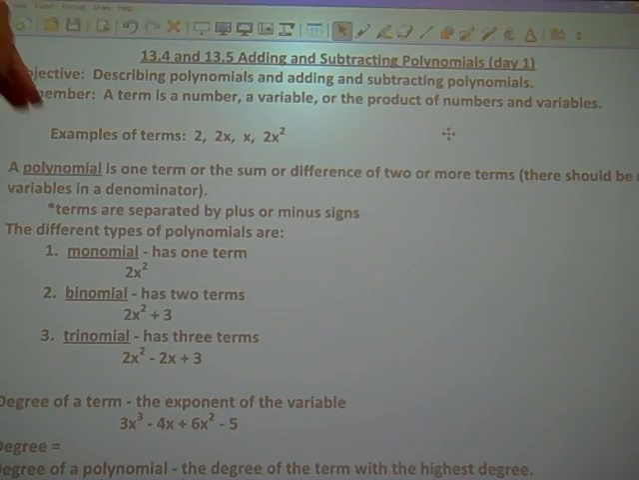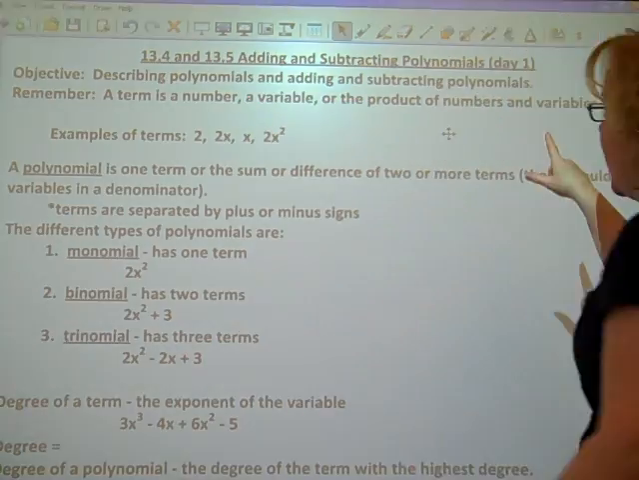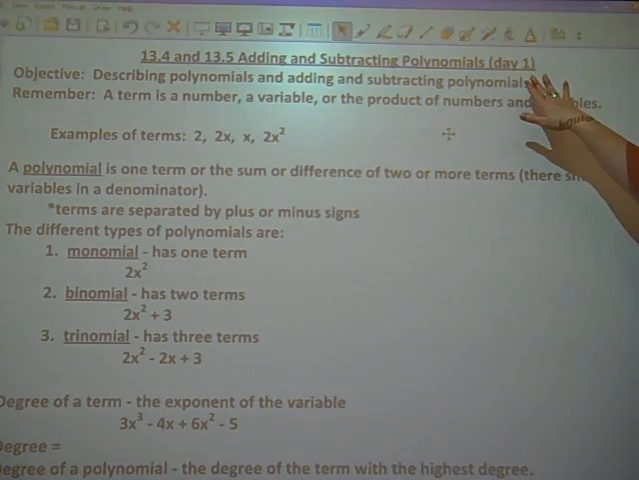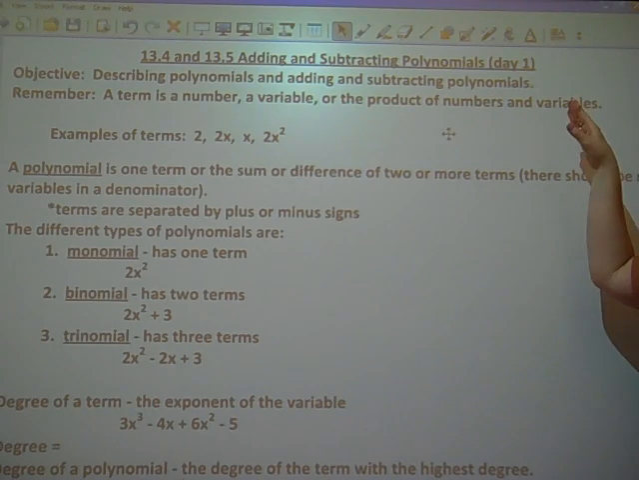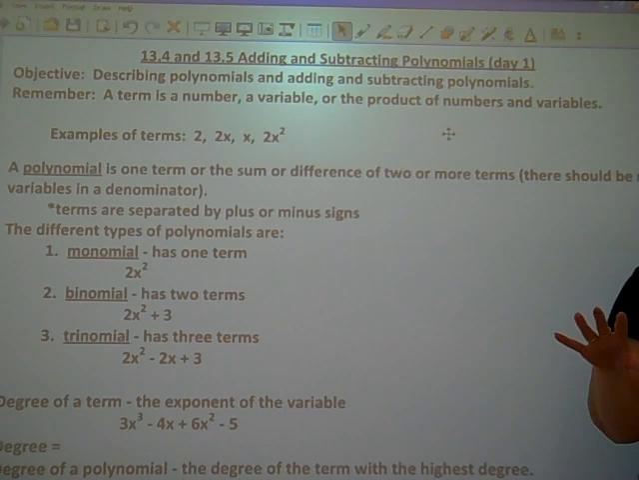All right, so we are doing 13.4 and 13.5, adding and subtracting polynomials. Now notice I put day 1 here. I'm taking this information, and it kind of flows all together, but I'm going to spread it out over 2 days. So today all you're going to do is get used to the idea: what is a polynomial, what does it mean, what do terms mean, and so on, okay?